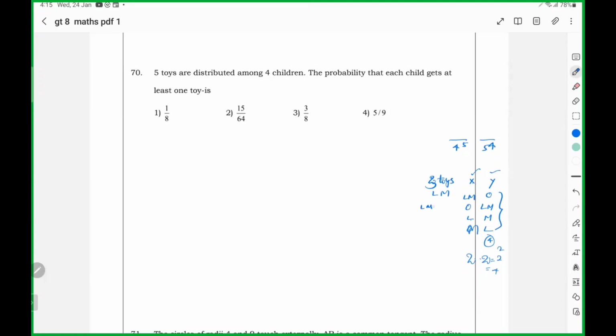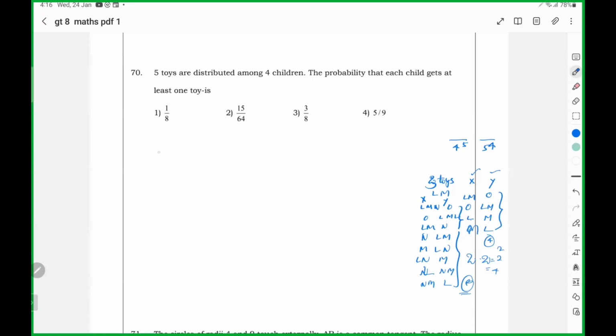Then LMN, 0; 0, LMN; N, LM. Persons are different. You are distributing among two different persons. So M, LN; LN, M. Here L, NM; NM, L. So if you count it, you get 8 possibilities. Now based on this, you can generate a logic even before writing 5 power 4 or 4 power 5, you can rectify yourself to write a proper answer.